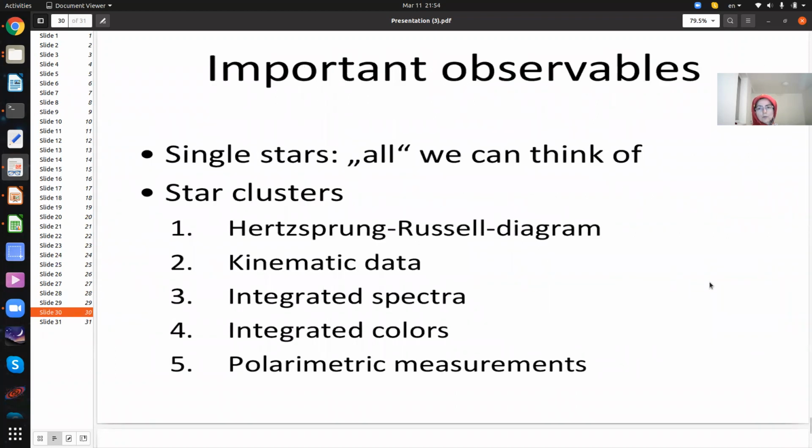Here are the important observables. For example, single stars, or we can think of star clusters. For example, we can study them by the Hertzsprung-Russell diagram, kinematic data, integrated spectra, integrated colors, and polarimetric measurements. From integrated spectra, we can measure reddening, age, and metallicity. And from polarimetric measurements, we can see how much material is in the star cluster.